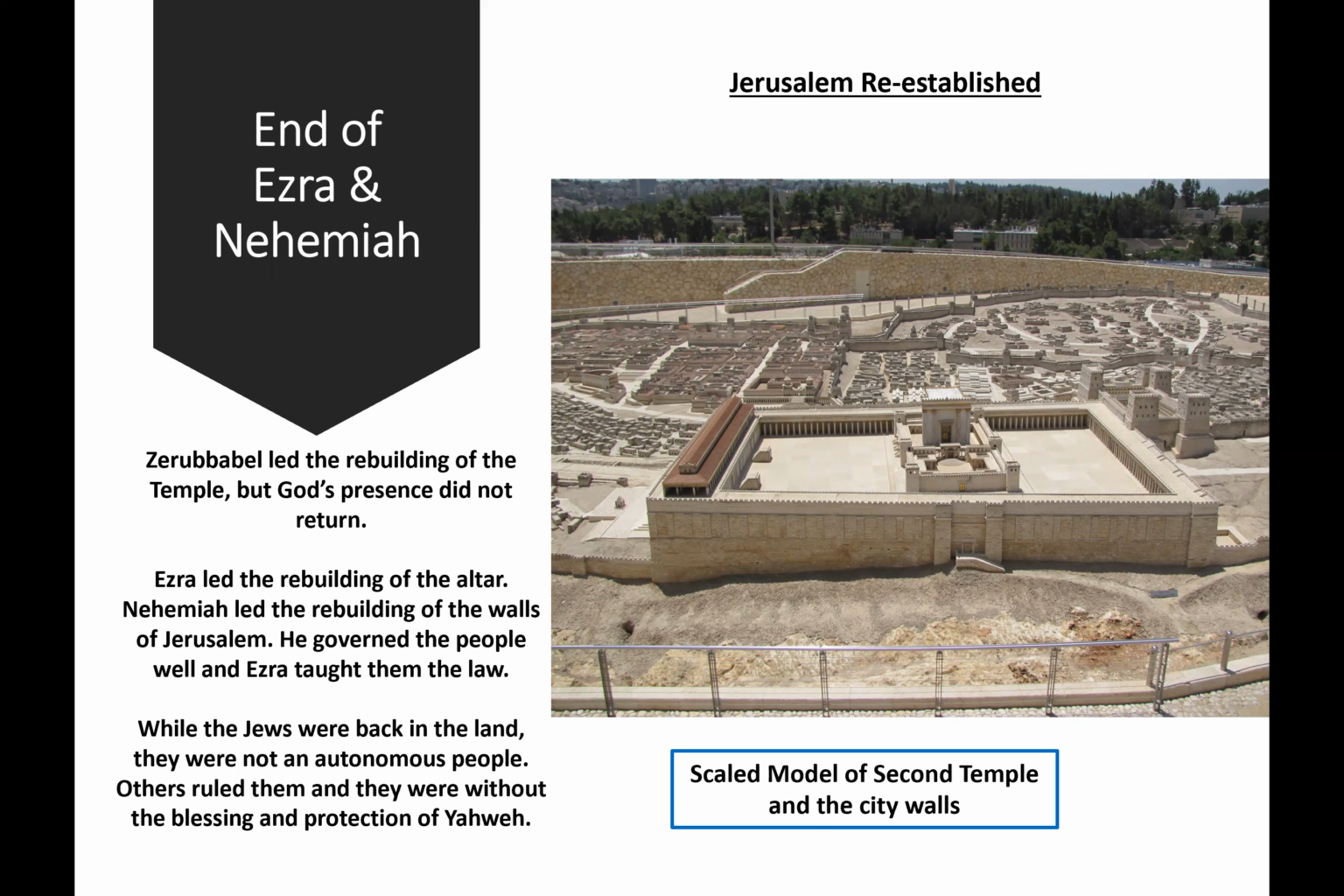Ezra then led the rebuilding of the altar. Nehemiah led the rebuilding of the walls of Jerusalem, and he governed the people well. And Ezra taught them the law. But while the Jews are back in the promised land, they're not an autonomous people. They don't have a king. They don't get to lead themselves other than having a governor that reports to the king. These are people that are ruled by others.